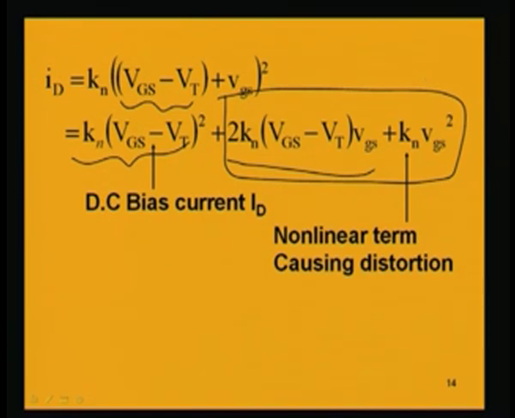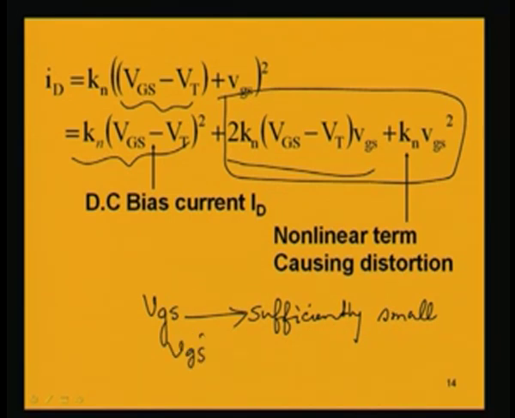Now, when can we neglect it? If it is so small in comparison with this other term, then only we can neglect. So that means we must choose this vgs sufficiently small, so that if it is very small, its square will obviously be further smaller.